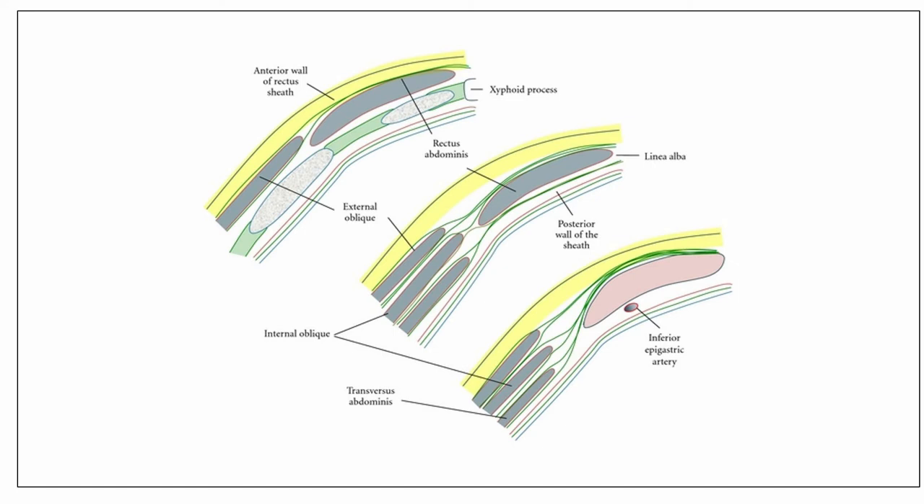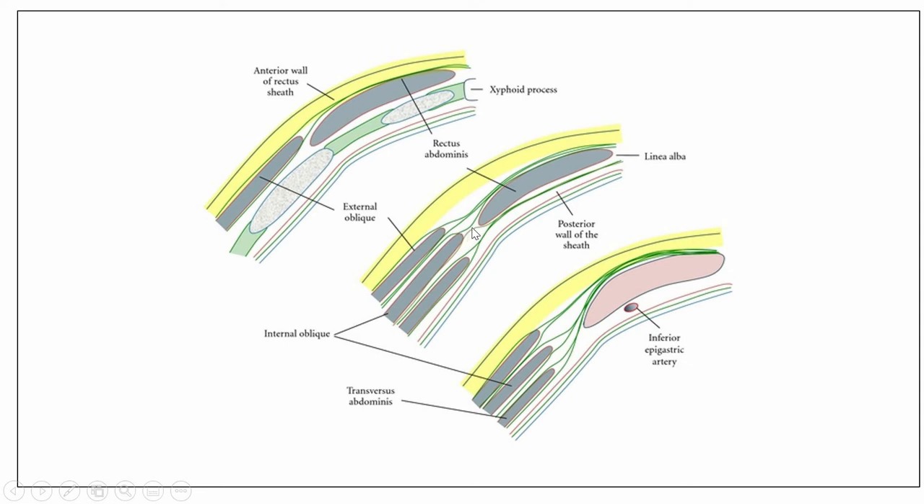To understand it more clearly, this is at the level of the costal margin. We can see that the muscle directly lies on the costal margin of the ribs, whereas the anterior wall is formed by the external oblique aponeurosis. Between the level of the costal margin and the arcuate line, we can see that this superficial muscle is the external oblique, this is the internal oblique, and this is the transverse abdominis. The anterior wall is formed by the external oblique aponeurosis along with the anterior lamina of the internal oblique aponeurosis.